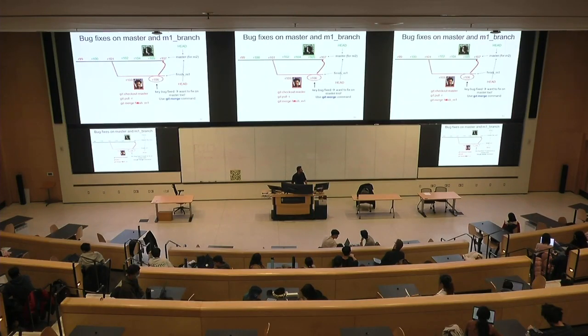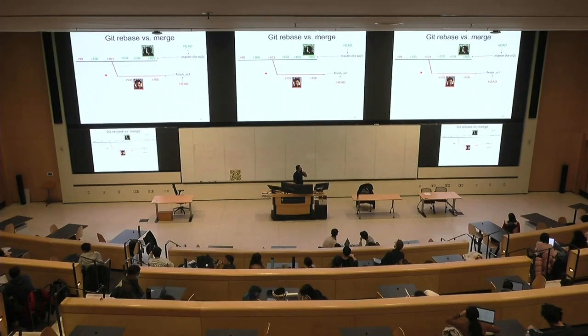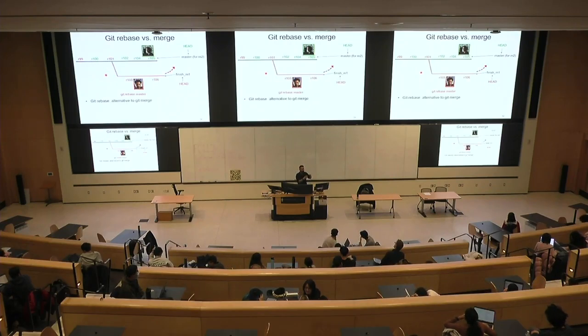Okay, so the other command that is also used to merge branches is called git rebase, and this is what your friend was asking about. What git rebase does is that it's kind of the same as git merge, but it saves the history of all the commits that happened on the other branch.